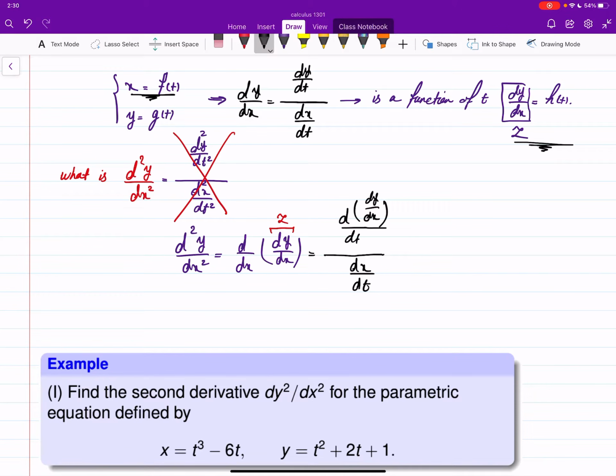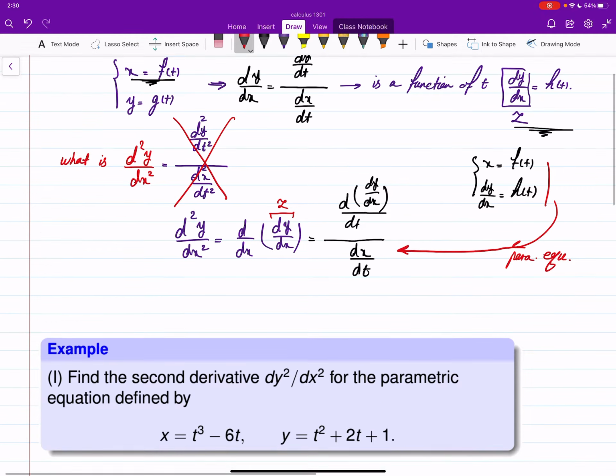So there will be some work done here, but basically you turn it back into another parametric equation in which you have x equal to f of t and dy/dx as the second variable in terms of t. So this is a new parametric equation, and we are differentiating it with the rule that we know already. Let's see this in some examples.